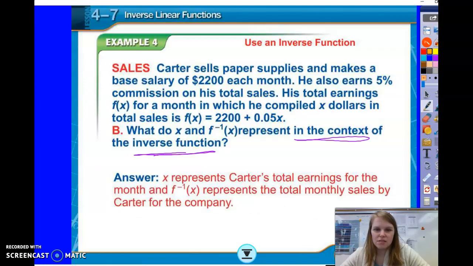So this is saying, what does the x and this thing represent in the context of the inverse function? So in the original one, it said his total earnings was this, and x was the dollars, x dollars. So now we're switching that. We're saying x represents total earnings, and the inverse function of x represents total dollars for the company, monthly sales for the company. Okay.